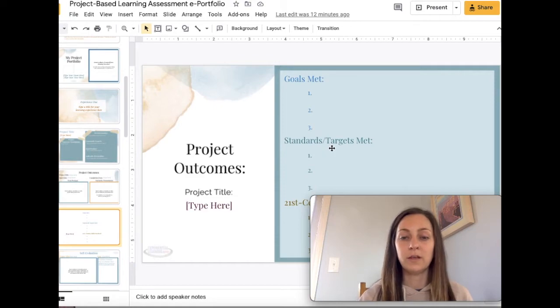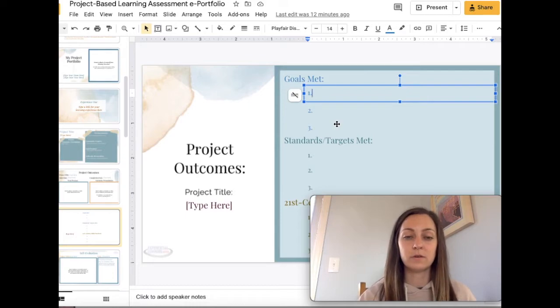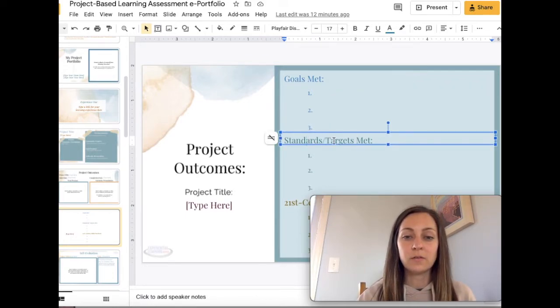Unfortunately, we probably all have to abide by standards at this point, so students have the option of writing standards or targets met in that space. But if your students don't have to do that for whatever reason, take this out. This is an editable document. Like this, students can just add text right into those boxes. But these can also be edited out.